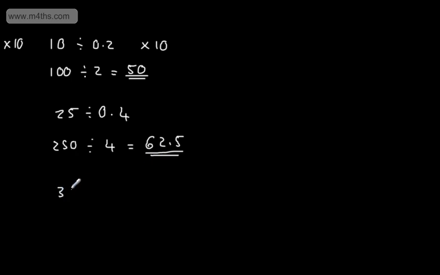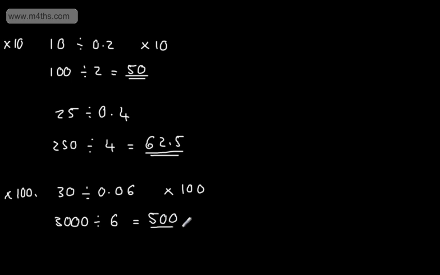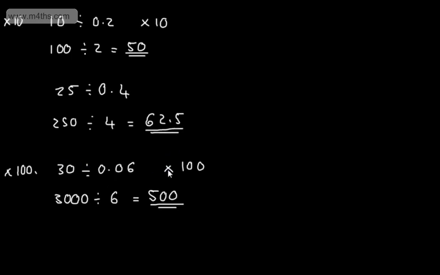Let's say we had 30 divided by 0.06. This time, if I multiply it by 10, we're still going to have a decimal. So what I'm going to do is multiply these by 100. If I multiply 30 by 100, I'm going to end up with 3,000. 3,000 divided by, multiplying this by 100, 6. So all I've done is cleared the decimals. 3,000 divided by 6 is going to be 500. So we can see now that dividing by a number between 0 and 1 is going to end up making this value larger. So all we're doing is simply multiplying up.